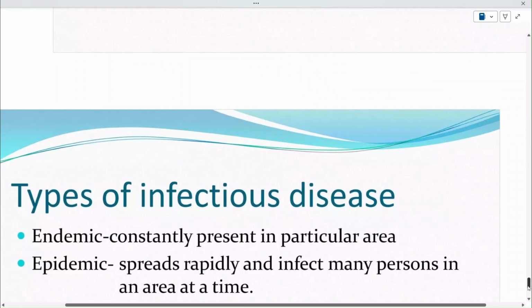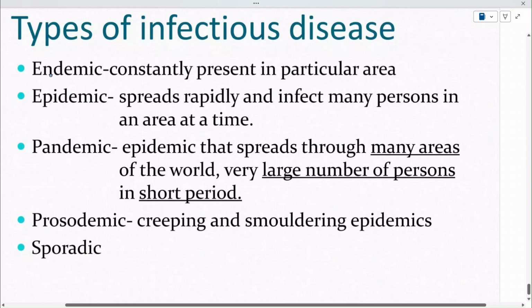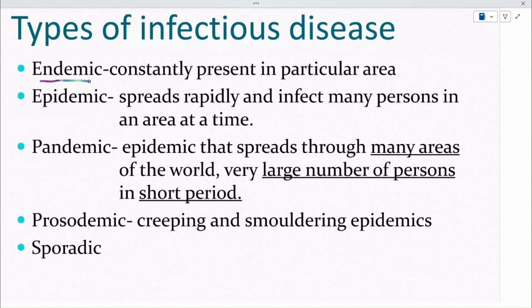So types of infectious disease. We have endemic infectious disease. Endemic is nothing but constantly present in a particular area. So it denotes that an infection that occurs in only some regions is known as endemic infection. Epidemic infection is nothing but one that spreads rapidly and infects many persons in an area at a time. So it occurs in a larger space like a community.